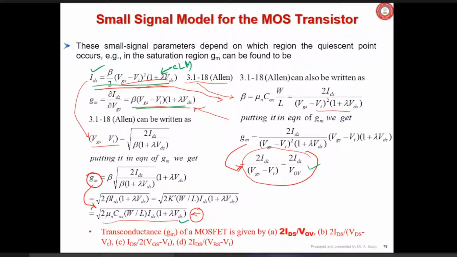Yes. Are you checking out here? Yes, sir, just a second. Anybody could not understand this simple equation? Tell me.